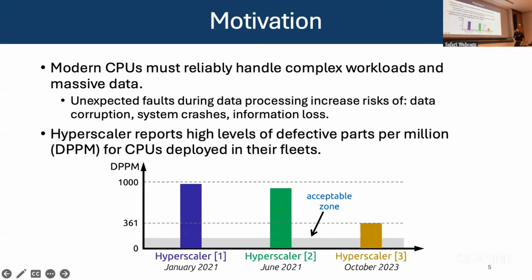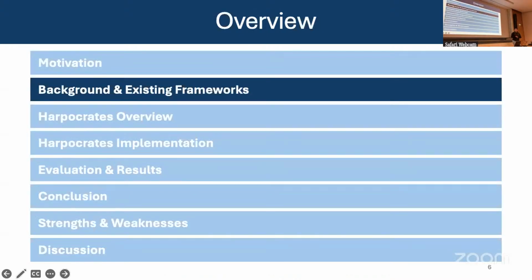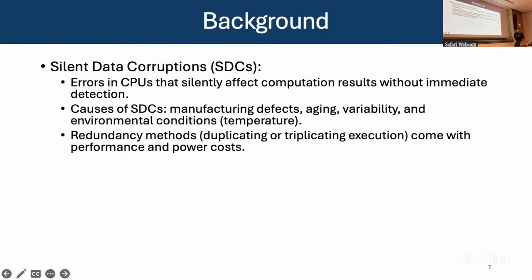And hyperscalers basically report high levels of defective parts per million for CPUs deployed in their fleets. As we can see, the numbers are way higher than the acceptable zone. So now, moving on to background and existing frameworks. This was already covered in the previous presentations, so I'm just going to skip it.